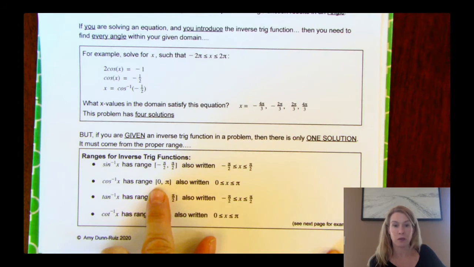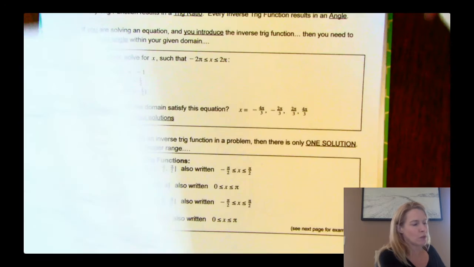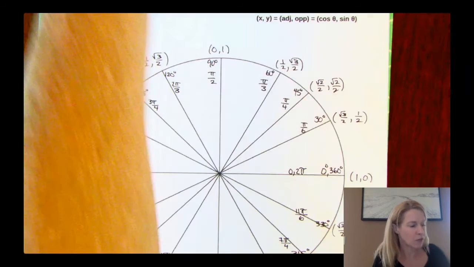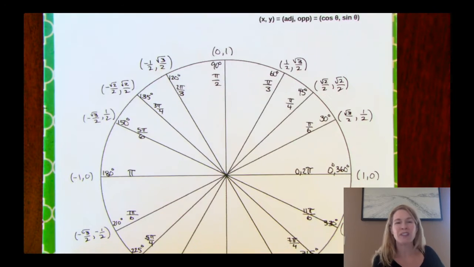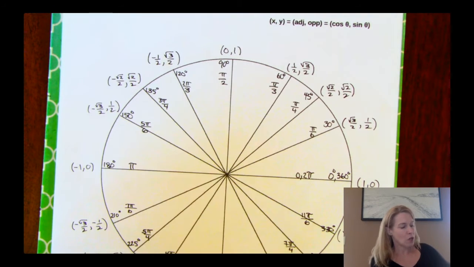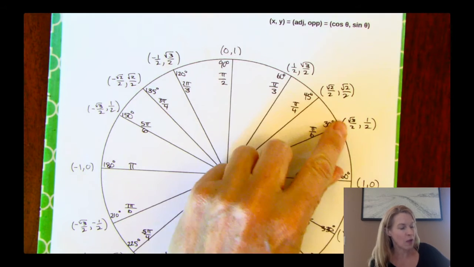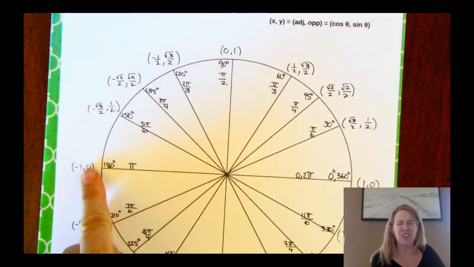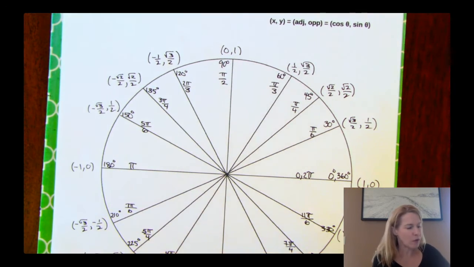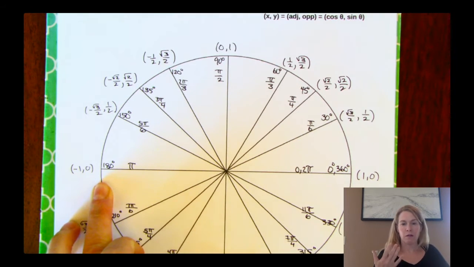Cosine's range goes from 0 to pi. I want to show you why that makes sense. For cosine, if I'm looking for a specific cosine, like in that last problem where we wanted cosine inverse of -1/2, look at all the cosine values. In the first quadrant, all the cosine values are positive, and in the second quadrant, all the cosine values are negative. So does it make sense that from 0 to pi, you have all the different possible cosine output values that you could pick from?